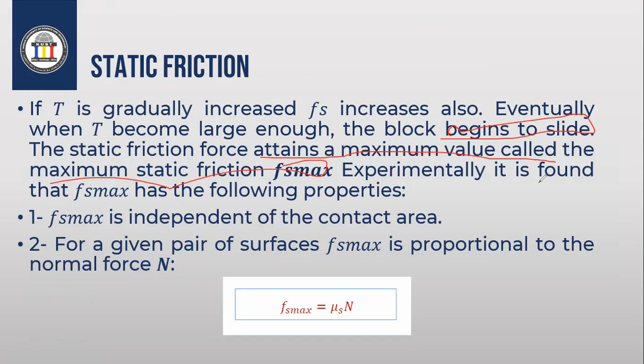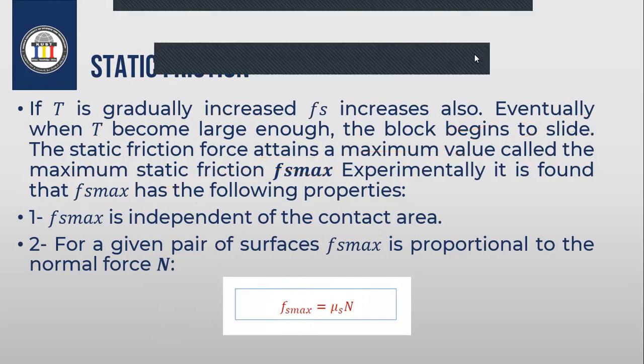So experimentally, it's found that Fs maximum, which is the maximum friction force, has two properties. It does not depend on, or is independent of, the contact area, and for a given pair of surfaces it is proportional to the normal force. So Fs maximum is coming from what? Coming from mu s, which is the constant coefficient, times the normal force N. Okay, and we will have an example to see how it works.